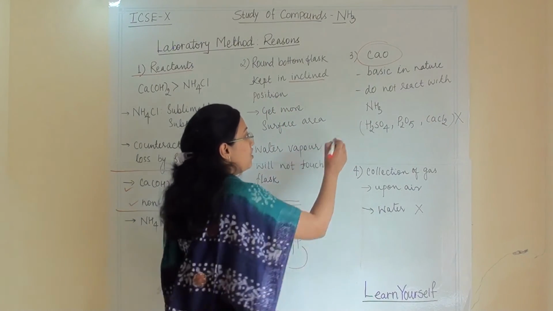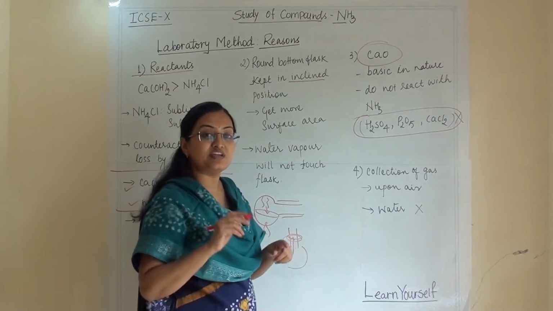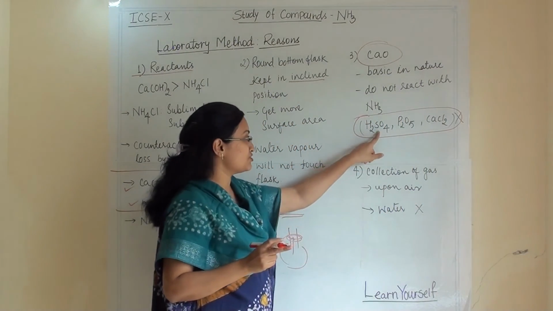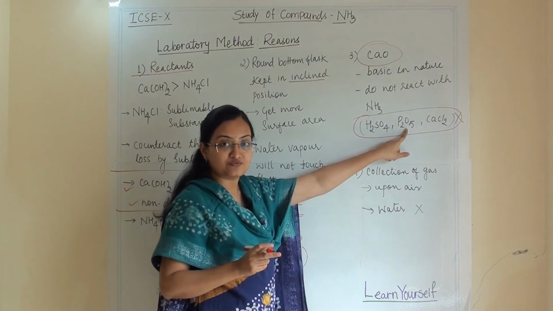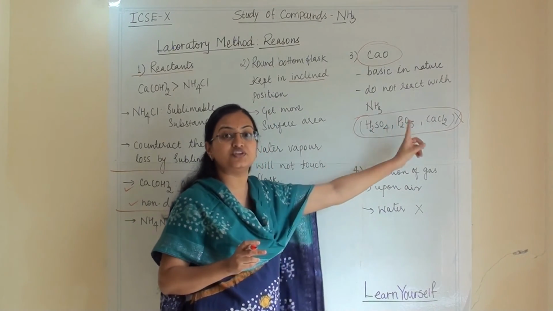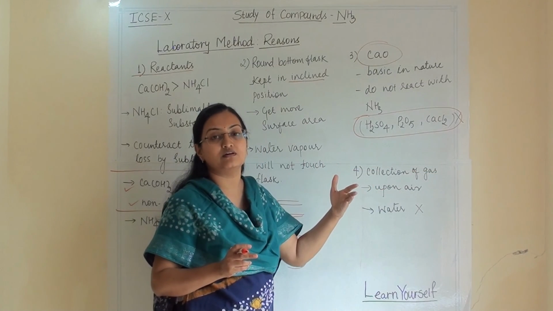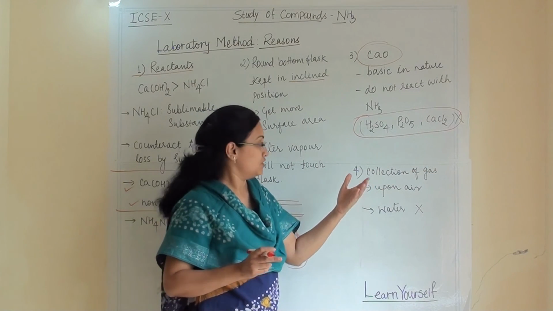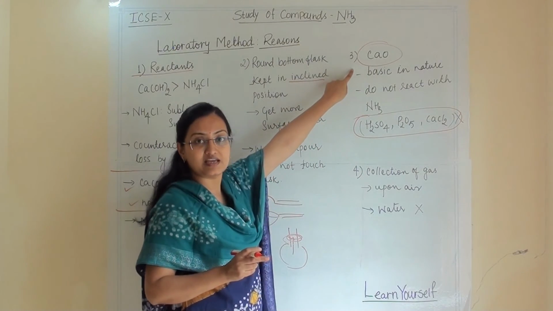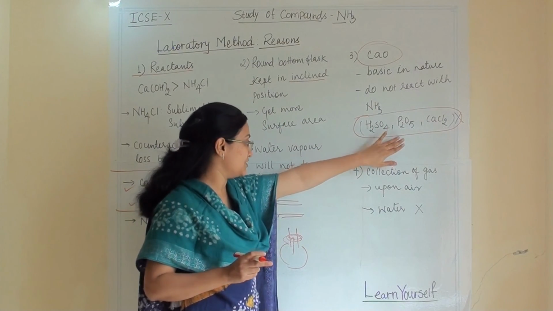And second, all the other drying reagents will react with ammonia. They are H2SO4, phosphorus pentoxide and calcium chloride. All three can react with ammonia. So we will not get our ammonia pure. So that's why we are using calcium oxide and not any other drying agent.